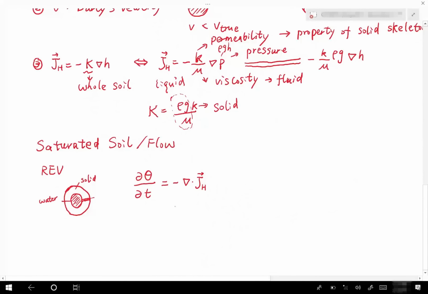And in this case, theta is the conserved quantity within a unit volume. So what is the conserved quantity in our case? It is the water volume, right? So it is the water volume over the total volume. This is actually called volumetric water content.